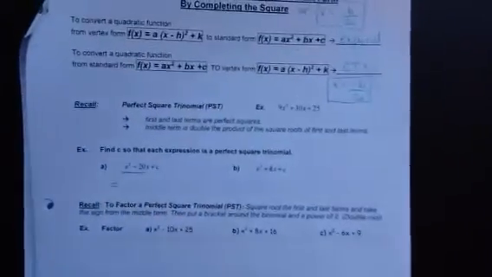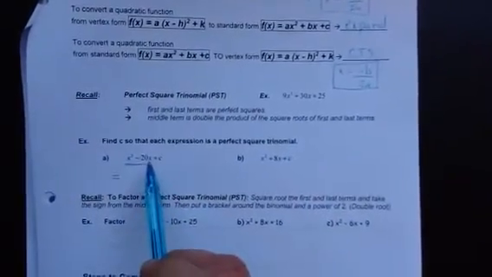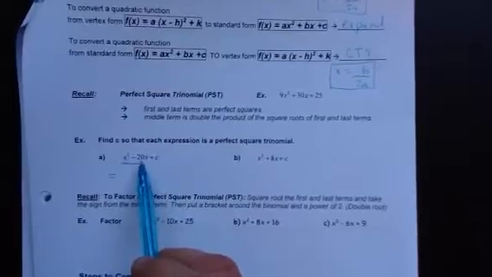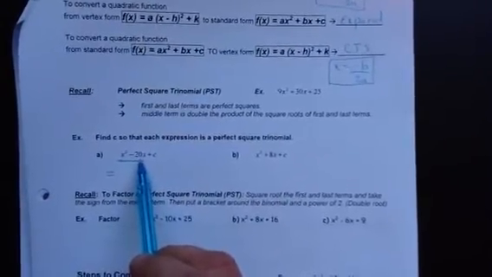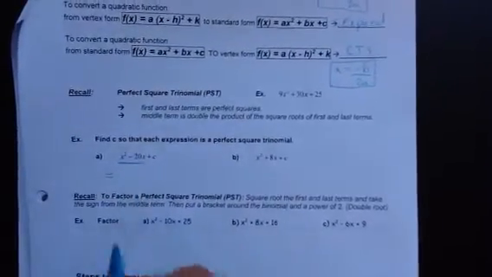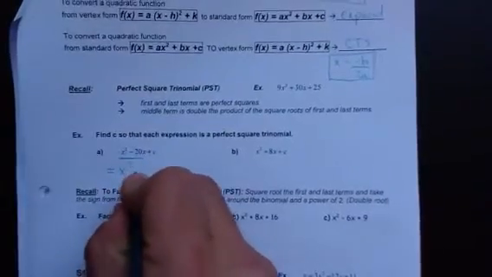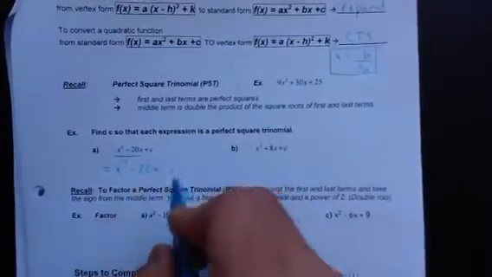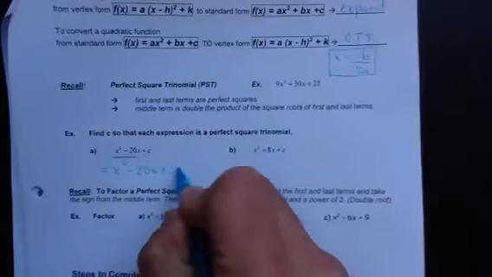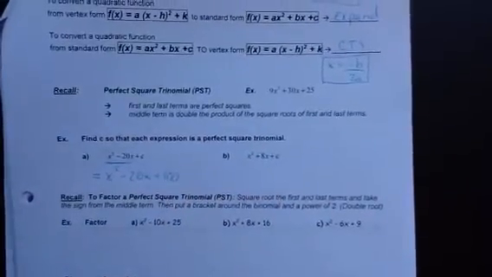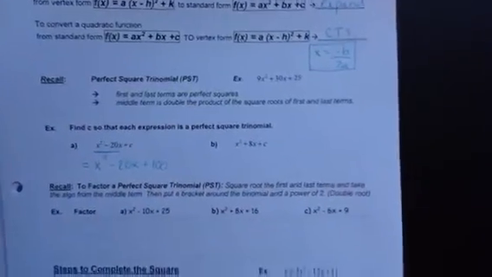Just as a reminder, you take half of the middle number and then square it. So half of 20 is 10. 10 squared is 100. So in order to make this a perfect square trinomial, you would have to have your C value as 100. That makes this a perfect square trinomial.